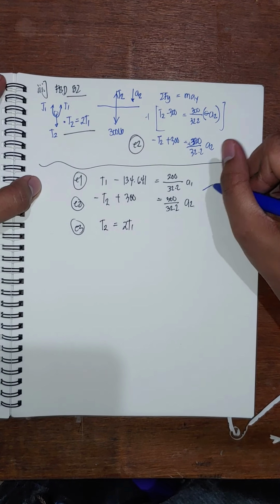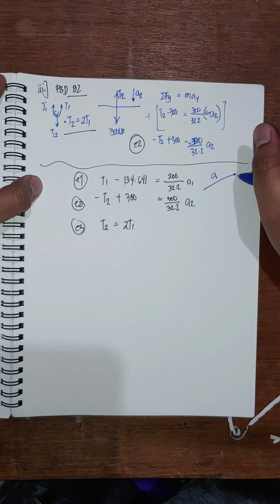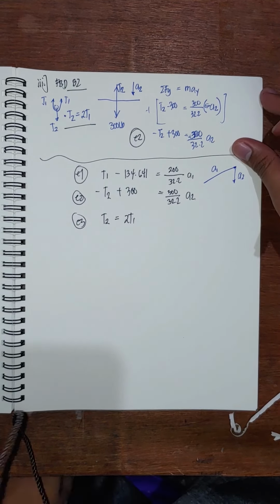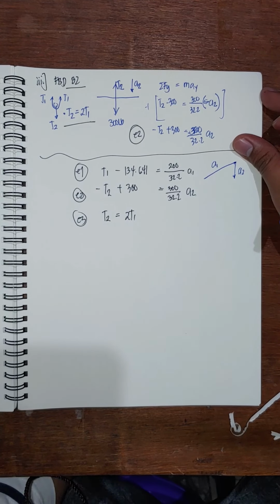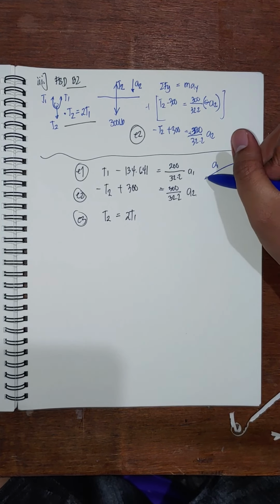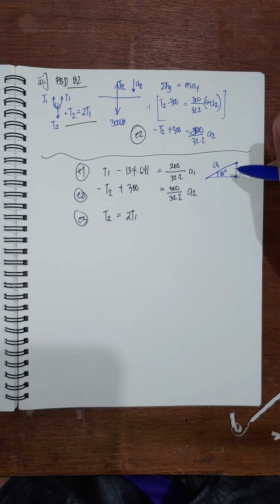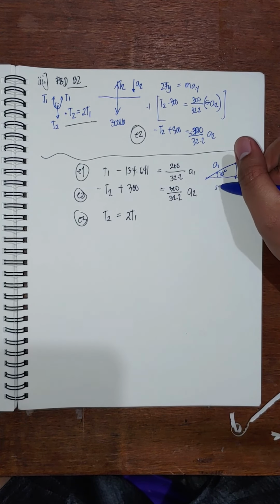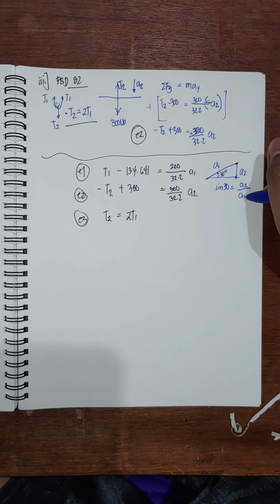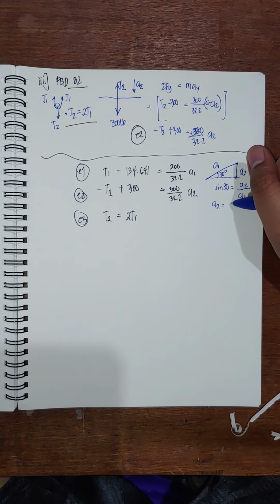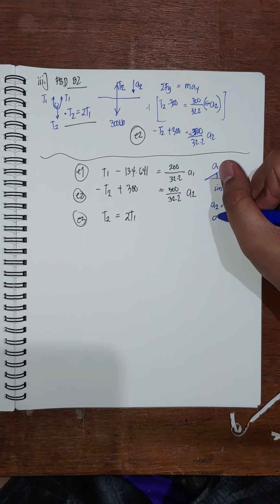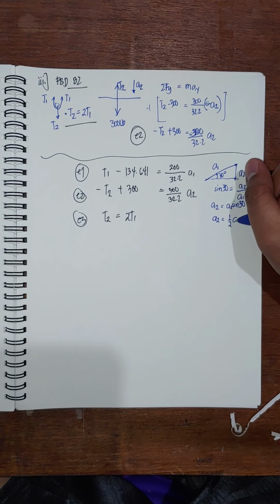We know that acceleration 1 moves that way, right? That is A1. And then this is the acceleration 2. Since they are one system, they have a relationship. This is inclined at 30 degrees, so this is opposite over hypotenuse. This is the trigonometric function: sine 30 is equal to opposite A2 over hypotenuse A1. So A2 is equal to A1 sine 30, and sine 30 is just 1/2. Therefore, our A2 is equal to 1/2 of acceleration 1.